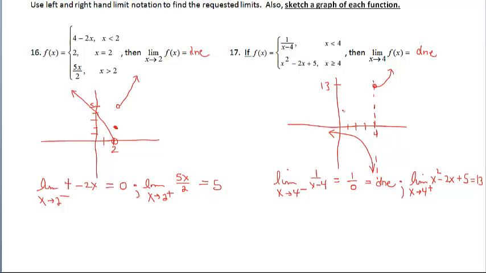All right, so that should conclude why limits fail to exist. The overall thing is to pay attention to the fact that a limit would fail to exist when you have a jump discontinuity or you have a vertical asymptote.